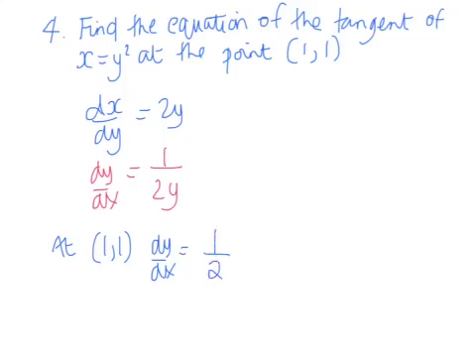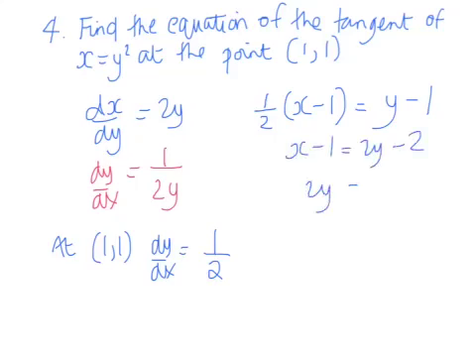So then we just use our equation for the straight line. So we've got a half of x minus x1 equals y minus y1. Multiply through by 2, so x minus 1 is 2y minus 2, and 2y is x. Bring the 2 across, and plus 1.